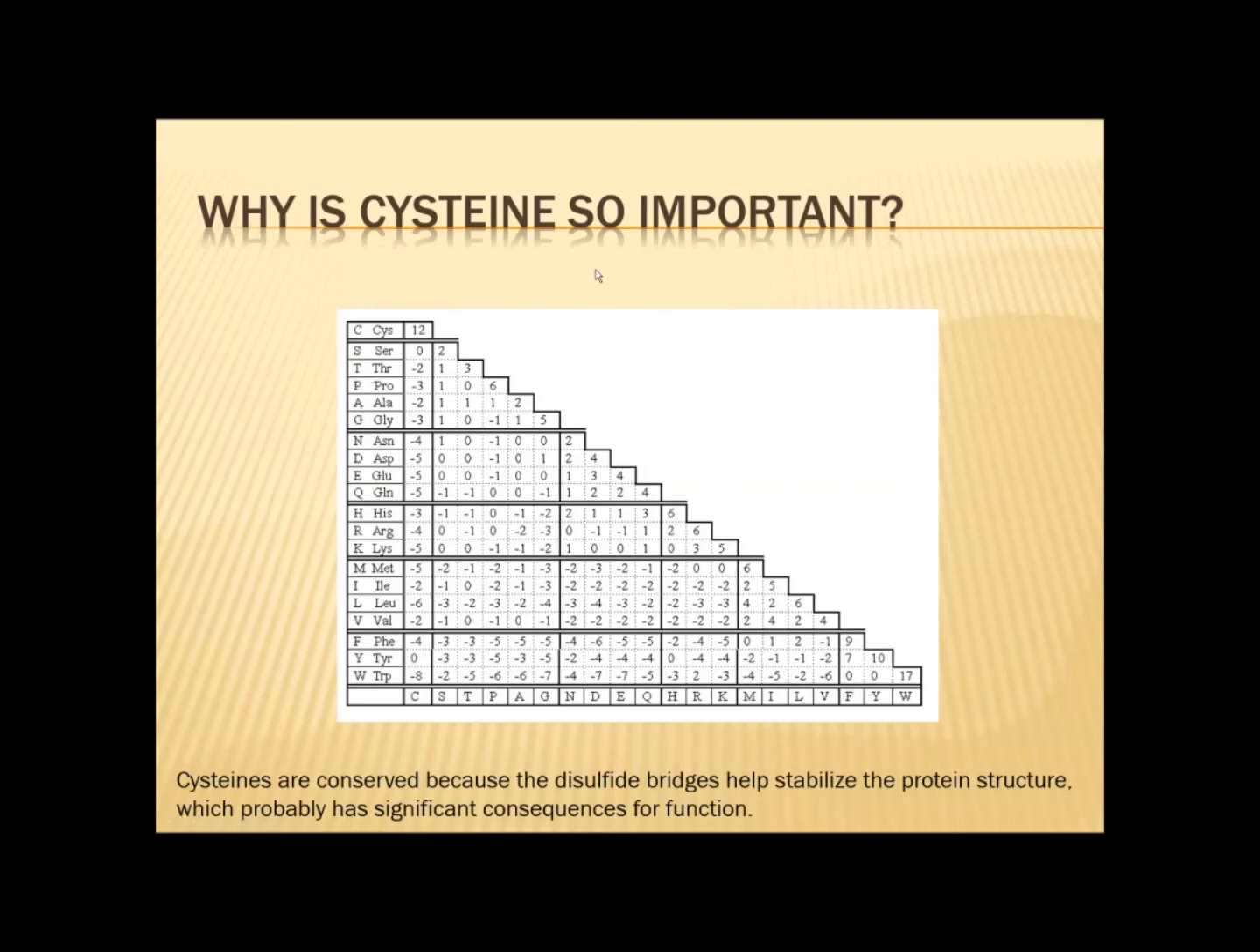Why is cysteine so important? If you remember our PAM or BLOSUM matrices, cysteines are conserved, and you look at these numbers. There are fewer cysteines, but they're largely conserved. So the cysteine score is really high, probably trumped only by tryptophan. With such high conservation, the chances of them being replaced are very little, and probably the disulfide bridges help stabilize the protein structure, which again is important for function. Okay, so this is the PAM 250 matrix, and that's the cysteine.